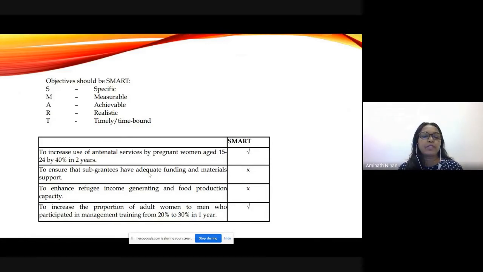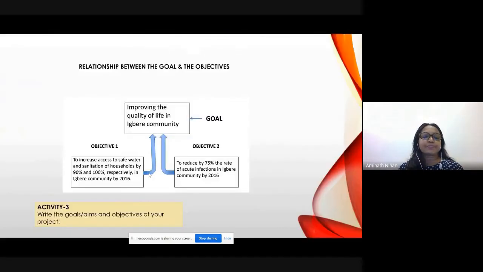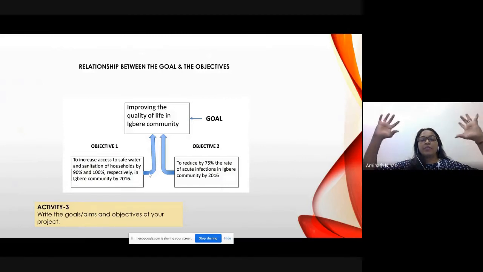It cannot be measured. For example, to ensure that sub-grantees have adequate funding and material support. What are you trying to achieve? How are you going to measure whether this has been achieved or not, right? Where is the time duration? It's not indicated. So by looking at these examples, I'm pretty sure you will have a fair idea of how to write SMART objectives now. So now let's look at how the goals and objectives are related. For example, based on the examples I've taken earlier, improving the quality of life in Egbeya community, that's the broader goal, right?